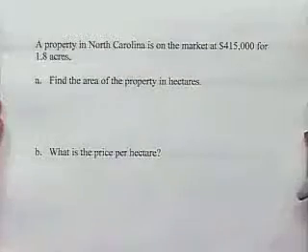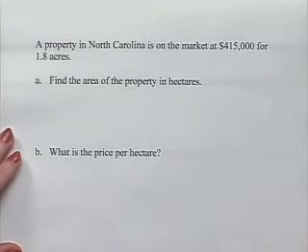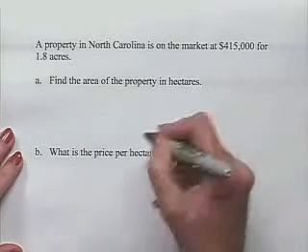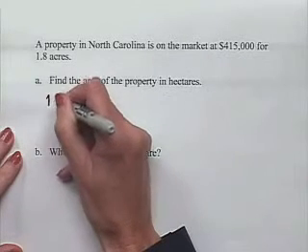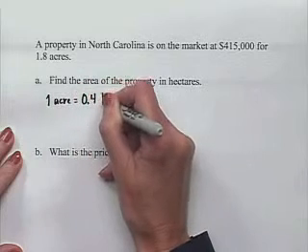Now let's look at another application. A property in North Carolina is on the market at $415,000 for 1.8 acres. Part A, find the area of the property in hectares. In order to make this conversion, we're going to have to know that 1 acre equals 4/10 hectare.